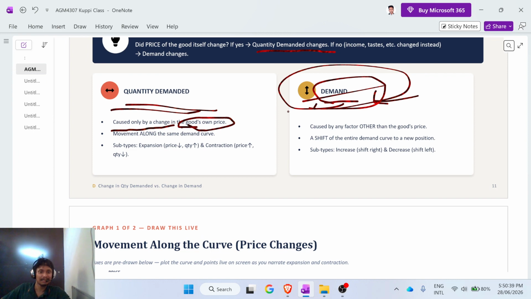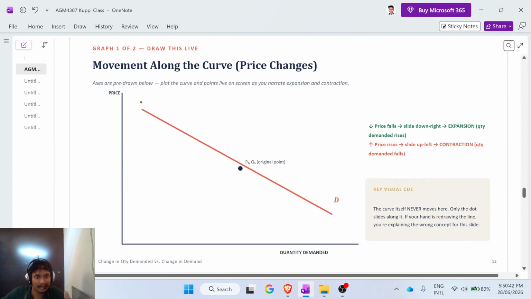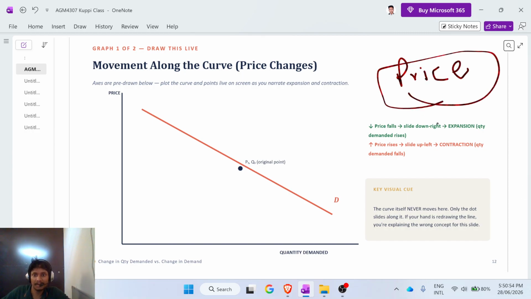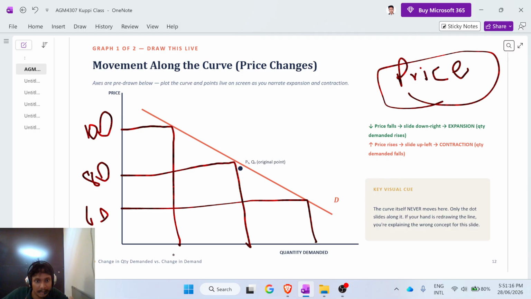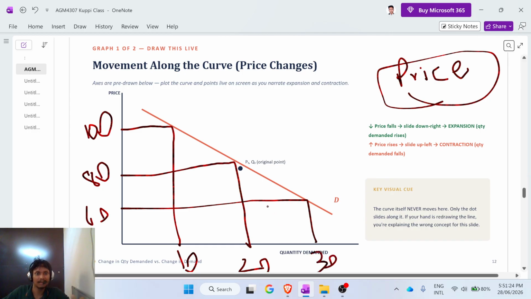Really, the meaning we can discuss easily in a graph. Now we are going to discuss price, whether it increases or decreases. Let's assume, for example, price 100 rupees, 80 rupees, 60 rupees, and quantity demanded 10, 20, 30, like that. Please assume that this is the change in quantity demanded.